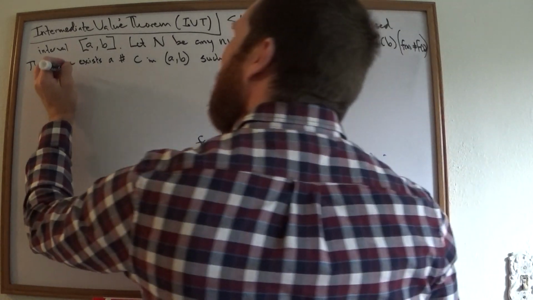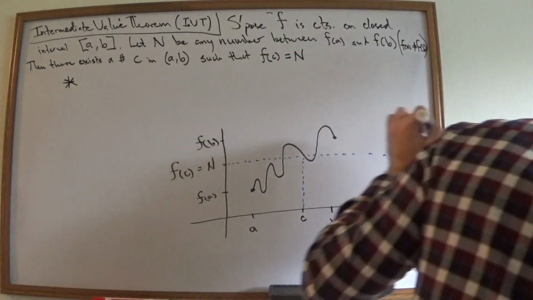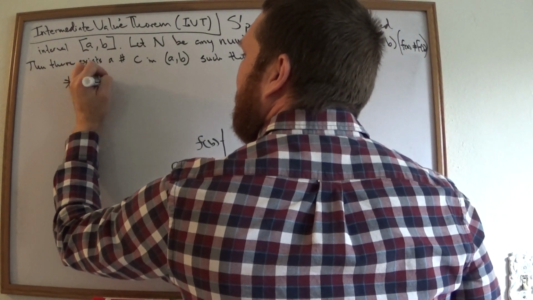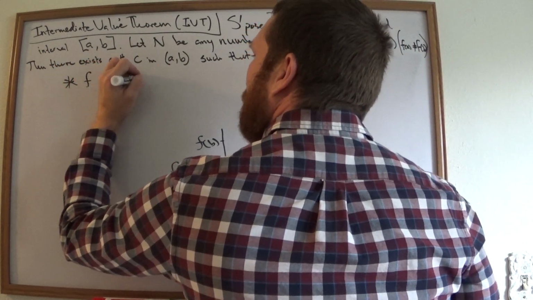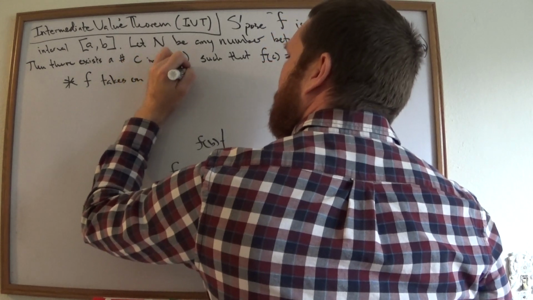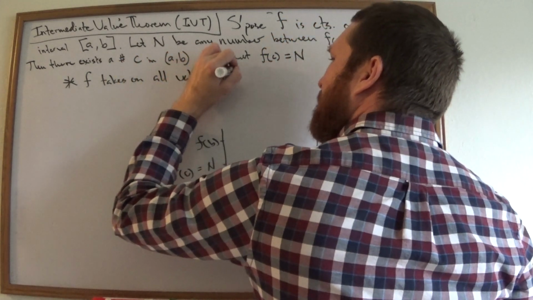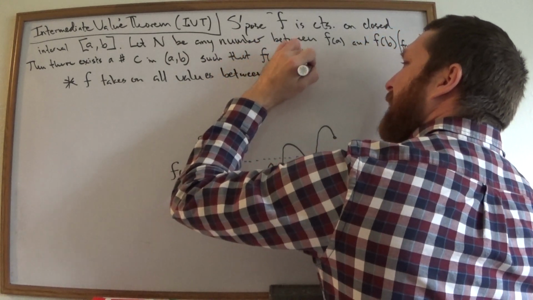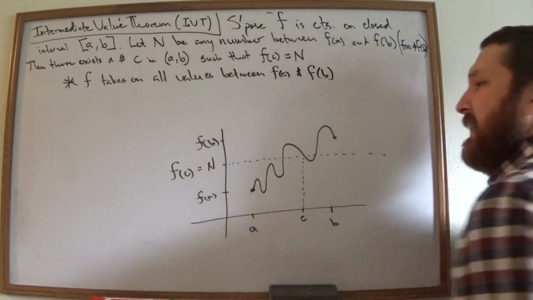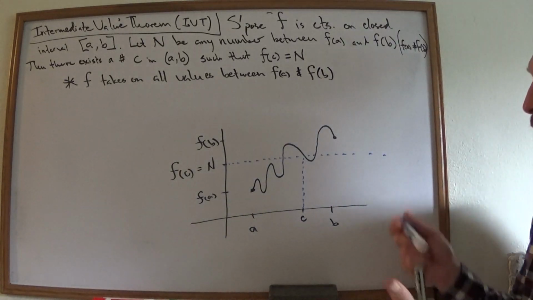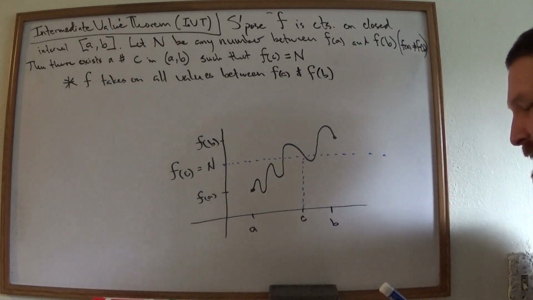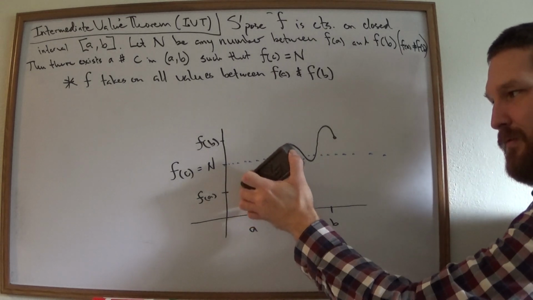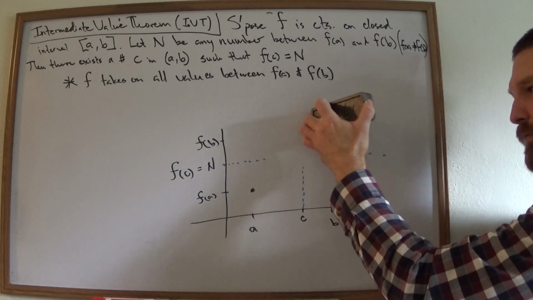So another way of saying this is f takes on all values between f of A and f of B. And you could see there's no way that can't be true. If this thing is continuous, you could try your damnedest to connect these two dots without going through this blue line.